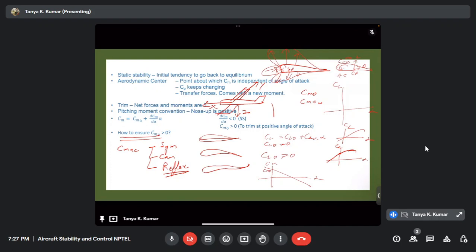Why do we need Cm naught to be positive? To trim at a positive angle of attack. Okay, how do we ensure Cm naught to be positive? One way is the reflexed airfoil. How does it ensure Cm naught is positive? How does it do that?